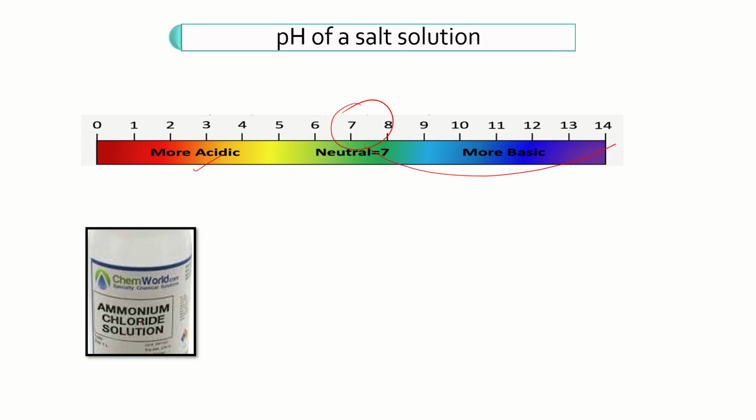Here, ammonium chloride solution. Ammonium chloride is formed from ammonium hydroxide and hydrochloric acid, where hydrochloric acid is a strong acid and ammonium hydroxide is a weak base. So ammonium chloride is an acidic salt whose pH value is 6.